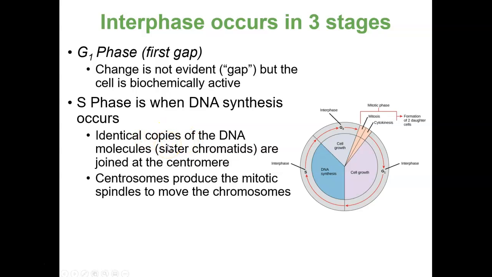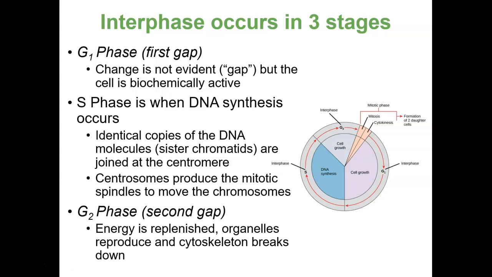This is like running the chromosomes through a copy machine, and we will hook together the like copies. So every time we take a chromosome, say the maternal chromosome number 1, we're going to make a copy of it, but we're going to stick those two copies together, and we're going to call them sister chromatids. We're going to join them together at something called a centromere. The centrosomes produce the mitotic spindles to eventually move the chromosomes, and we're going to see those become evident in the S phase.